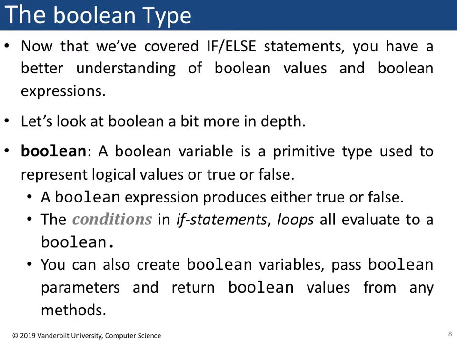So the boolean data type is a primitive data type, which means that it is a native data type to Java. So it is not a combination of other data types, it is a foundational native data type. And it is used to represent logical values of either true or false. So the only two possible values for a Boolean variable to take on is either true or false. So any Boolean expression is going to evaluate to a value of true or false. The conditions in if statements and loops are all Boolean expressions, so they always evaluate to a Boolean value.